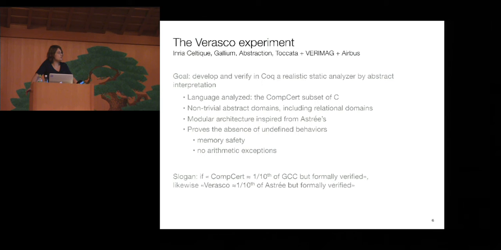CompCert can be seen as a small GCC compiler. We can estimate in terms of features that CompCert is about 1/10 of GCC. So let's do the same with Verasco. That will be one day a small Astrée, but formally verified.